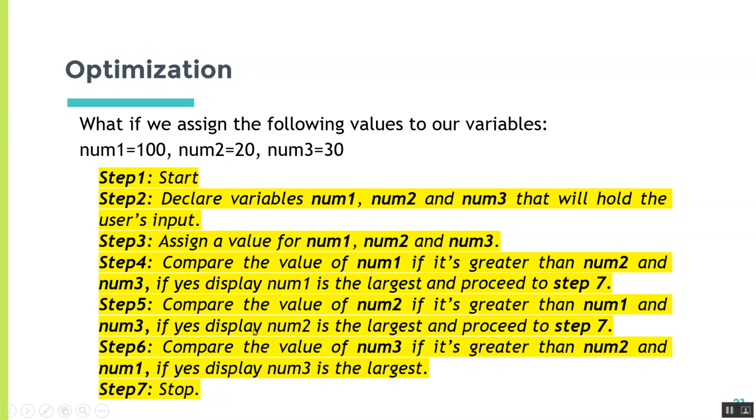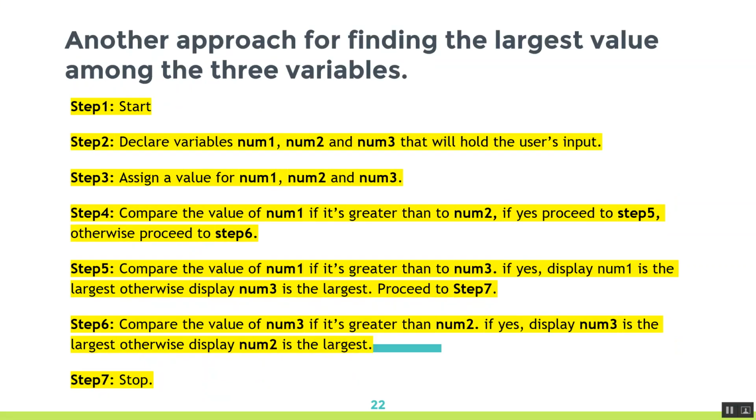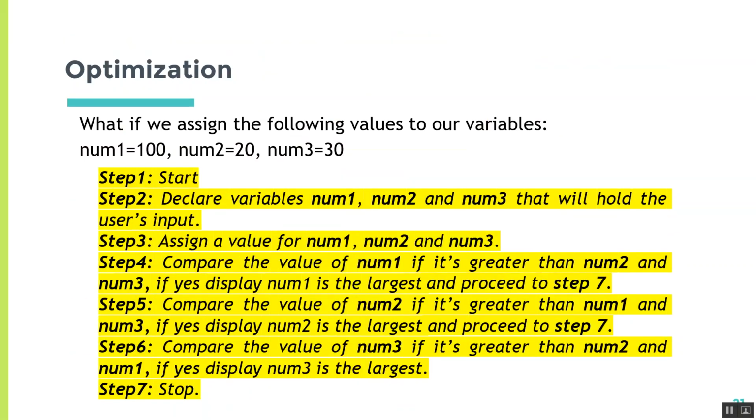In step 6, we don't have to add a jump to step 7 since after step 6 it's already step 7. Okay, so class, actually, we could also optimize this.